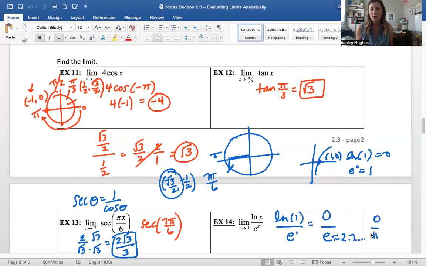0 over any number is just 0. Some people get confused. A number over 0 is no, doesn't exist. But 0 over a number is okay, it is 0. So there are a few examples on trig.